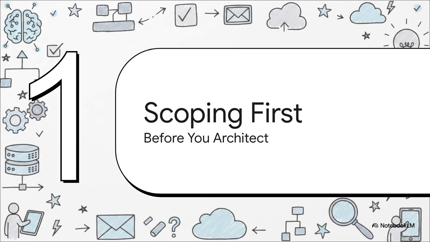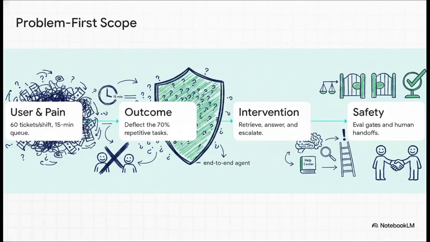Scoping before you architect. You know, the most common way candidates fail right out of the gate is by walking into the room and immediately drawing architectural boxes. Don't do that. Instead, use the problem-first framework. First, pin down the user and their pain. Let's say our Tier 1 agents are swamped with 60 tickets a shift, and 70% of those are just repetitive questions. Second, the outcome. We want to deflect that 70% to an automated agent.